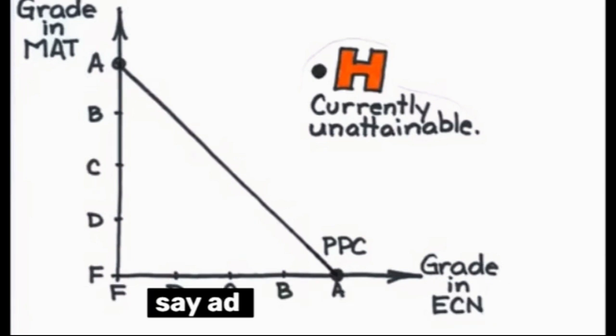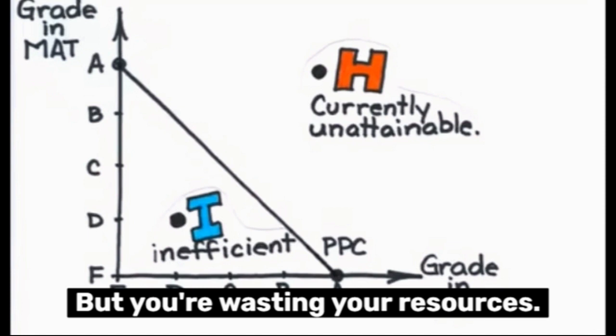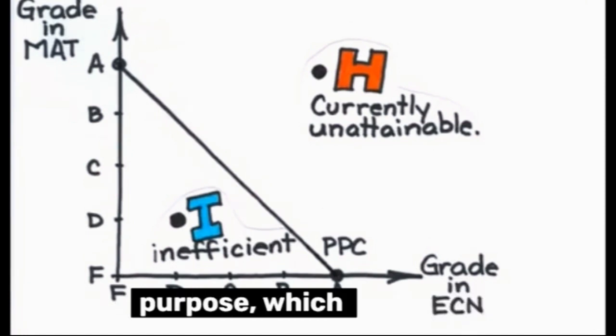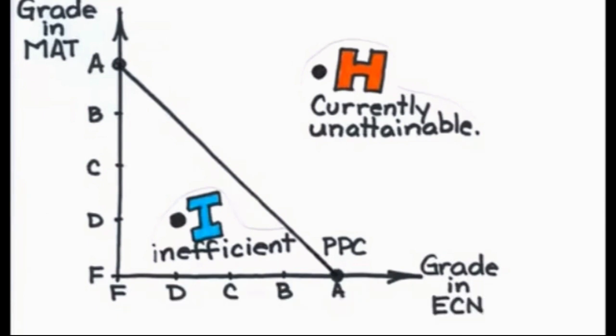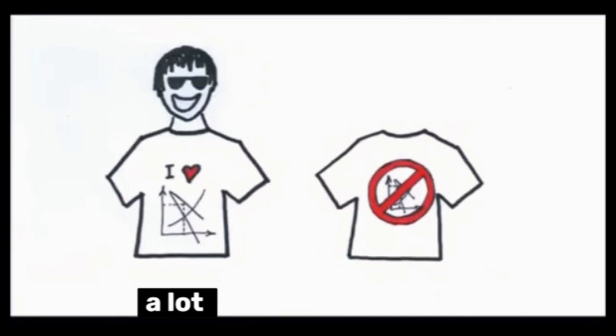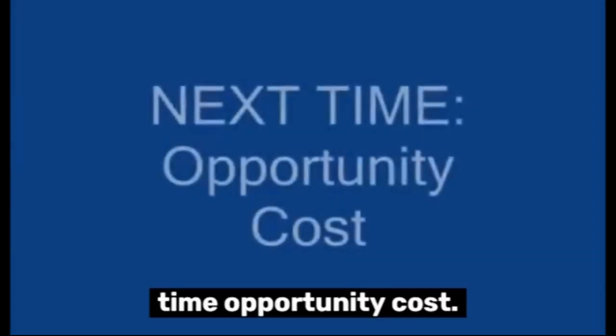Could the student choose, say, a D in both classes? Certainly, but you're wasting your resources. You're not using all of your study hours for the intended purpose, which is getting the grades in the classes. So you see, even our very simple graphical model tells us a lot about how a person with more needs than resources must make decisions. Next time, opportunity.